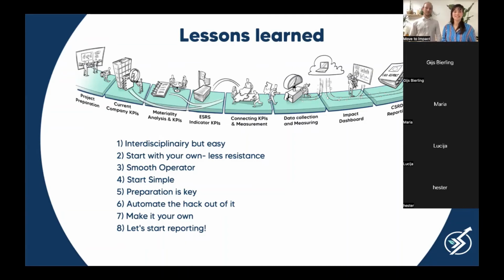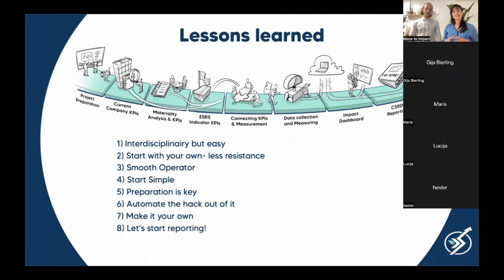Then ESRS indicators and KPIs, the lesson learned is start simple. Really start with the KPIs, what we just said, with the people, planet, and profit. Show your company that there are already KPIs in there, and that all the indicators coming from the ESRS are just building on top of that. So really start with the three P's, people, planet, and profit, and go from there, and not see it as these 130 things, and just divide them a little bit.